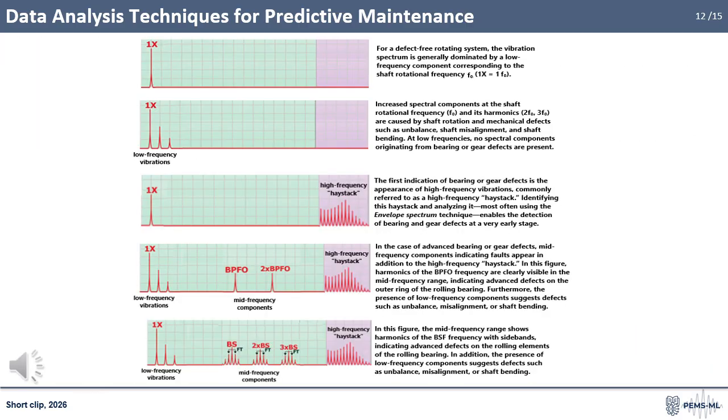The first image shows the vibration spectrum of a rotating system without defects. The second image presents a vibration spectrum containing low-frequency components, which indicate the presence of unbalance, shaft bending, or misalignment, but without any bearing or gear defects. The last three images illustrate how the vibration spectrum changes when bearing or gear defects occur. The third image represents the earliest stage of such defects, where a high-frequency haystack appears in the spectrum as the first indicator of defects. The fourth and fifth images show vibration spectra corresponding to more advanced bearing defects. The fourth image represents a defect on the outer ring, while the fifth image illustrates a defect on a rolling element.